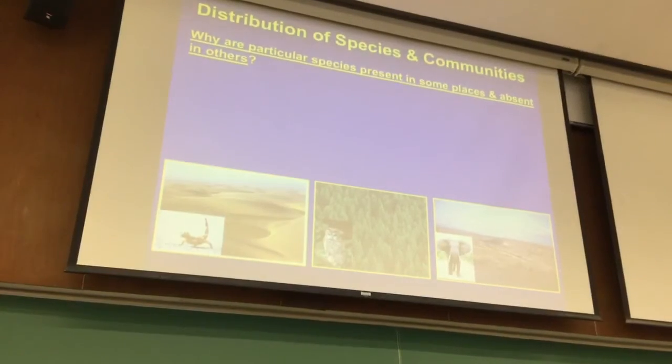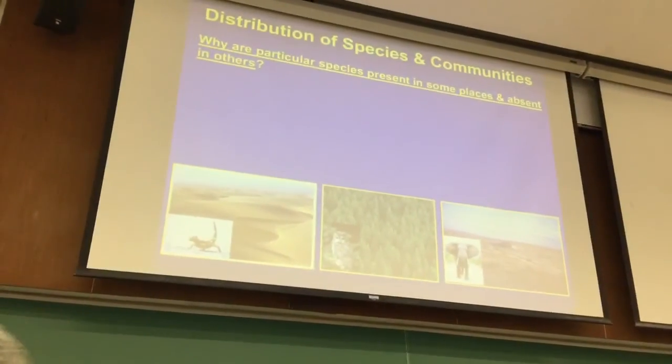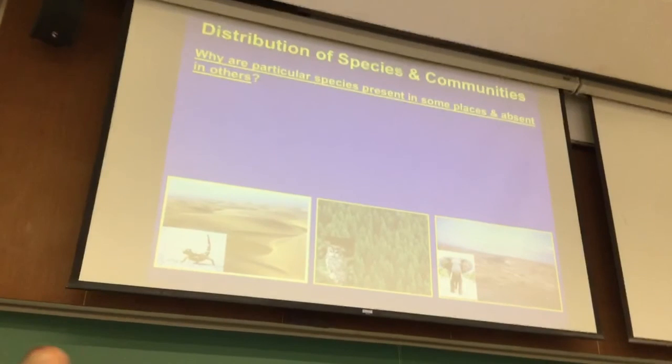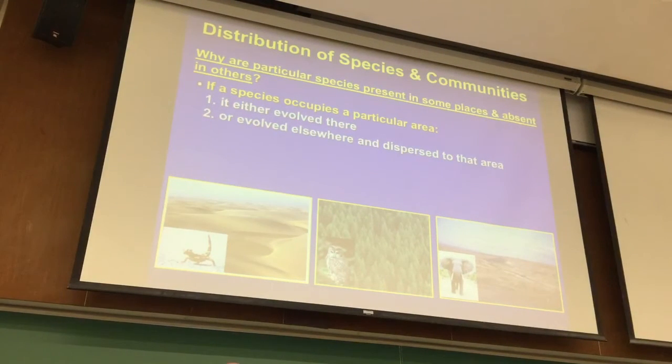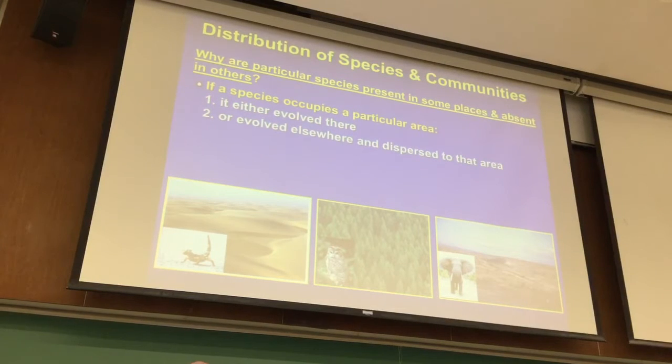To answer that question, we have to use some logic. So the first thing is, if it's occupying a particular area, if it's here but it's not there, well, maybe it evolved here, and that's why it's here. Or it evolved someplace else and it migrated right here. Okay? It either evolved here or it came from someplace else and migrated over here.